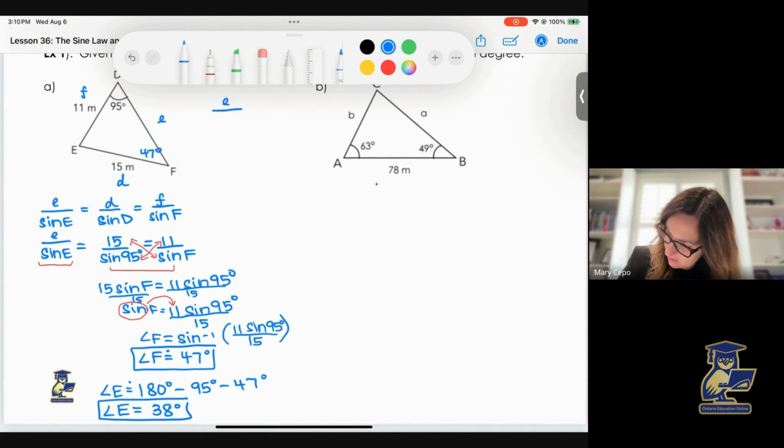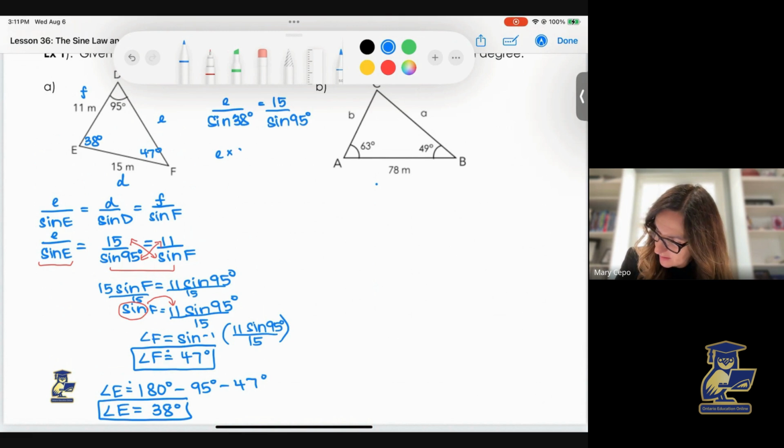So E over sine of angle E, which is 38 degrees, is equal to, we're going to use 15 over sine. Okay, so although we know what angle F is, and we did round a bit, it's always best to use the information that was provided in the original question. So in this case, we're going to cross multiply. So it's going to be E times sine of 95 degrees is equal to 15 sine 38 degrees.